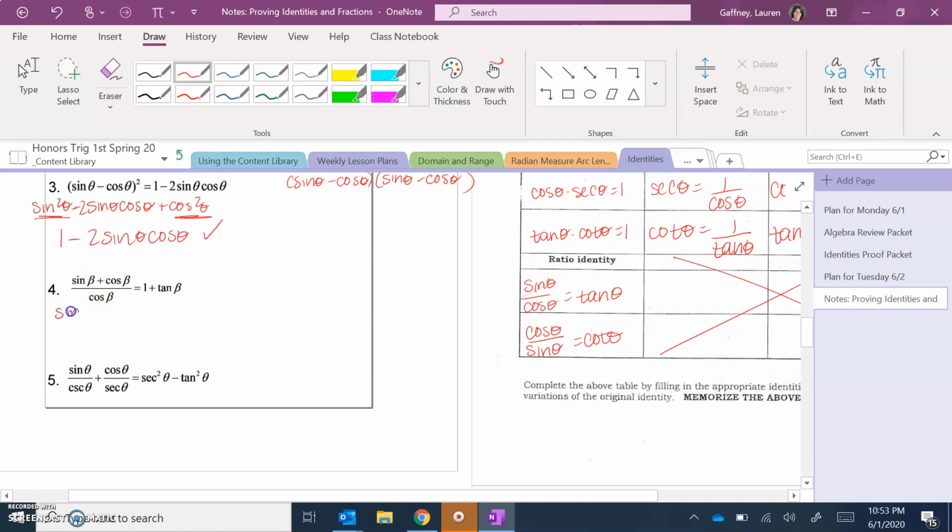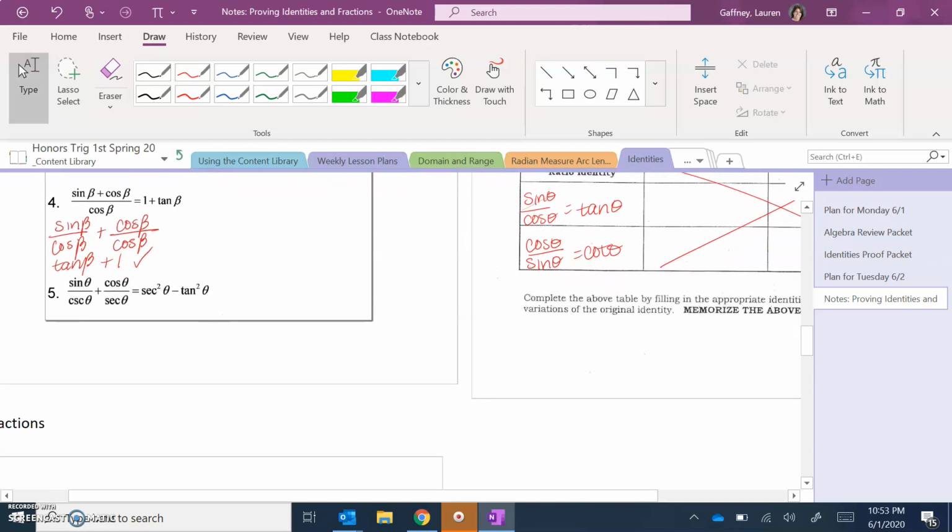Okay, so I'm going to split this to sine of beta over cosine of beta plus cosine of beta over cosine of beta. Sorry, I write too big. I know you're supposed to work vertically, but we'll see if it'll fit. Well, sine over cosine, we know that's tan. Cosine over cosine, that's 1. Now, it doesn't matter that I have tan plus 1. It's 1 plus tan, whatever. I got there. Done.